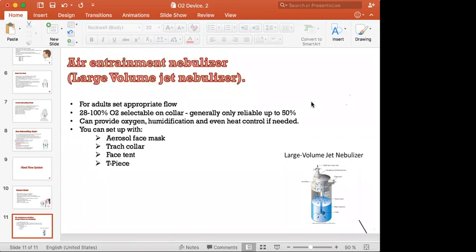So we give high FiO2 with a non-rebreather mask for a pneumothorax patient because there is a hole in the lung tissue causing the air to move into the pleural cavity. When we give 100% oxygen, the oxygen has a feature of absorption. So giving 100% oxygen to the patient will replace the nitrogen inside the pleural cavity, causing a pneumothorax with 100% oxygen.